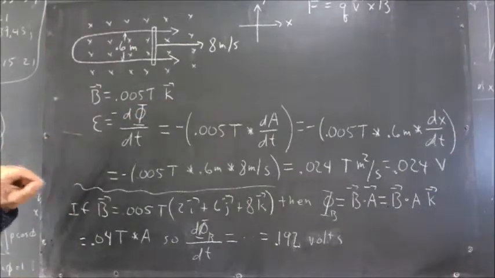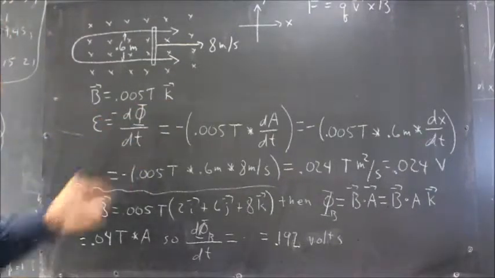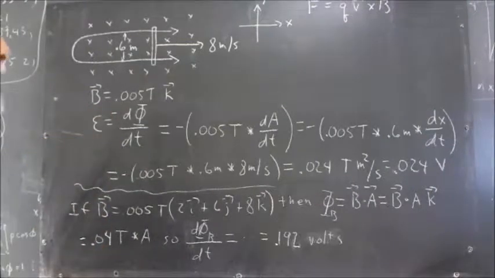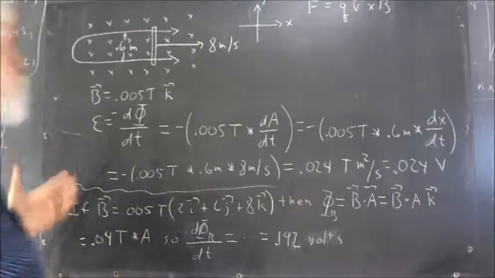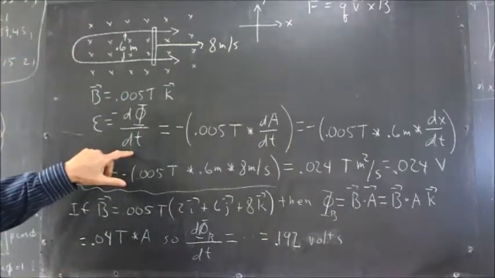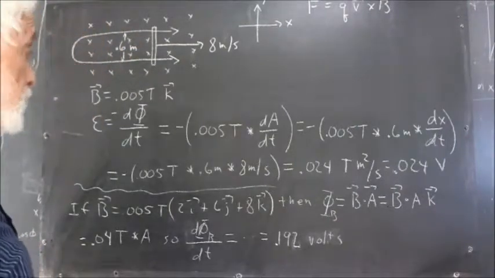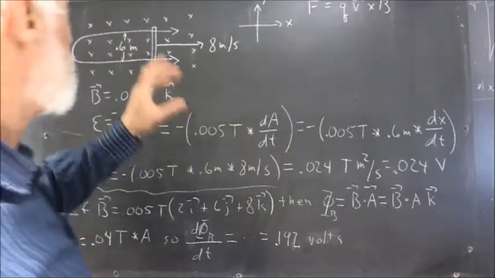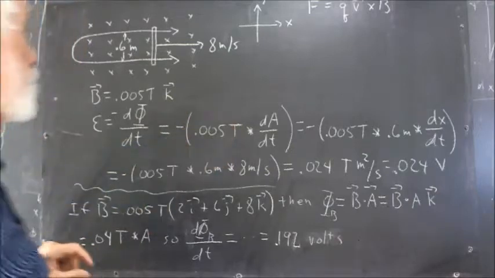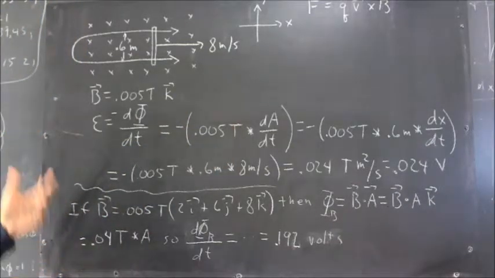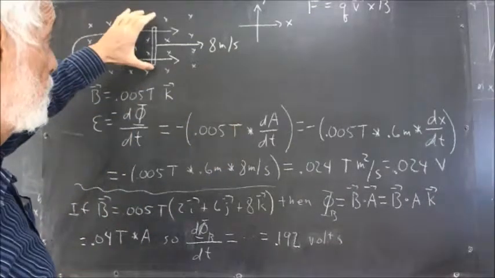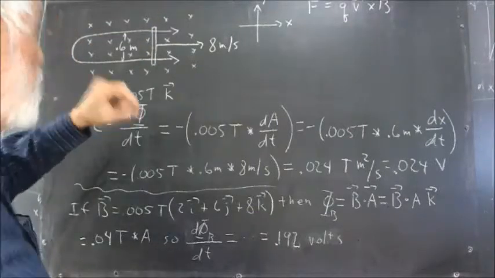The EMF is the negative derivative of the magnetic flux, and we want to calculate that. Now, there is a changing magnetic flux because we have a changing area through which this magnetic field acts. Before we go into that calculation, let's think about how you might have originally thought about this question.